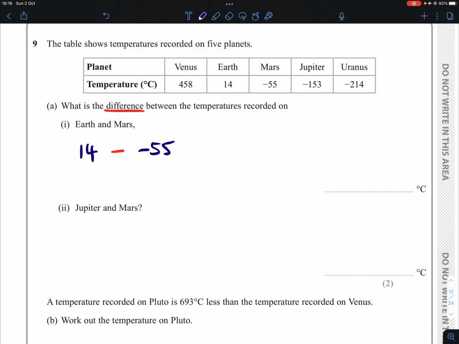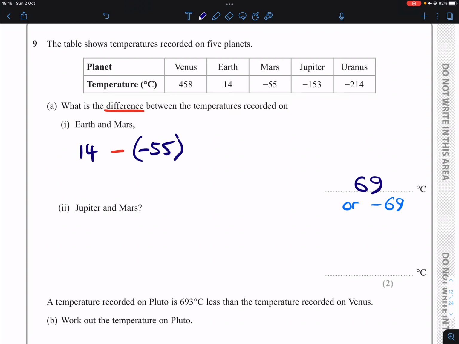So technically we'd have brackets there. If we do 14 minus (minus 55), we will end up with 69 degrees Celsius. Now technically if you did this takeaway sum the other way around and you ended up with a minus 69, you would still get the marks from that. But technically you should put the larger of the two numbers first when you find the difference of two numbers.